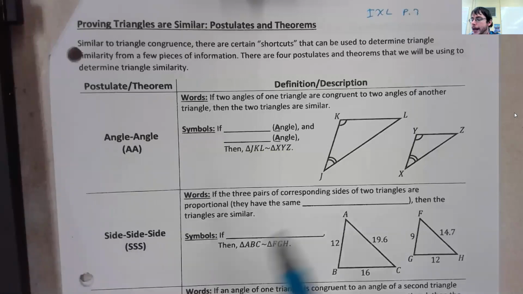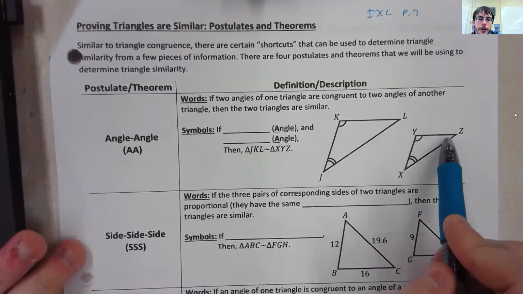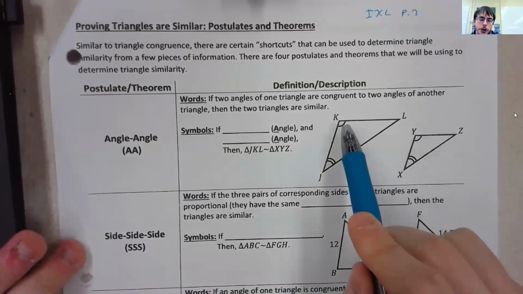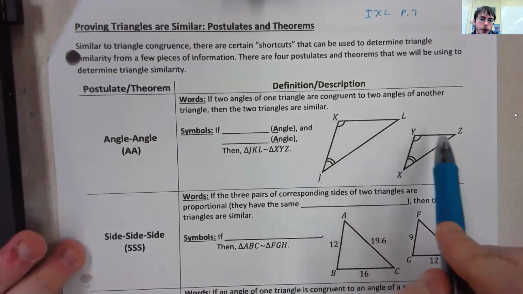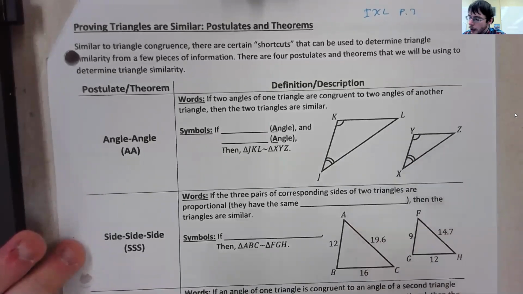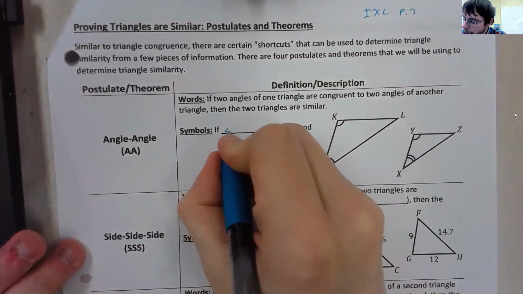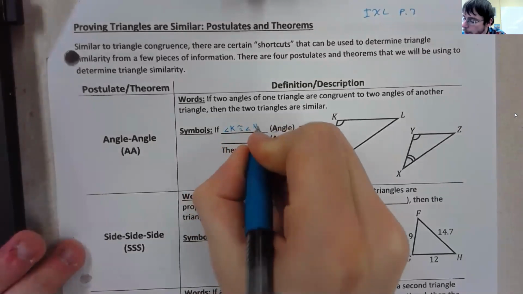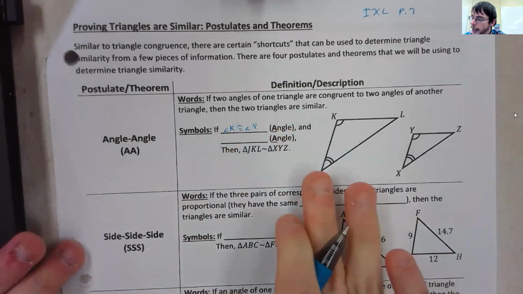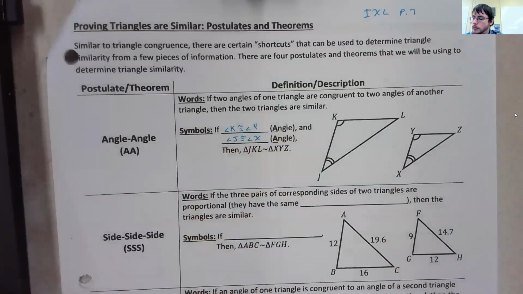The reason you only need 2 pairs of congruent angles is that if 2 angles in a triangle are congruent, then the third one automatically becomes congruent, because you're subtracting the same values from 180 for both triangles. So that's why you only need 2. In this case, we had angle K being congruent to angle Y, and angle J being congruent to angle X. So that's 2 pairs of congruent angles, and that's all you need.